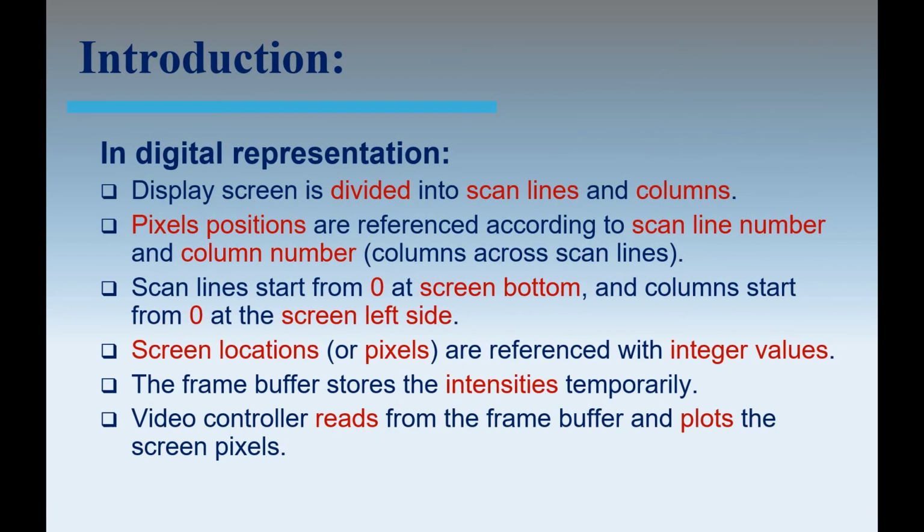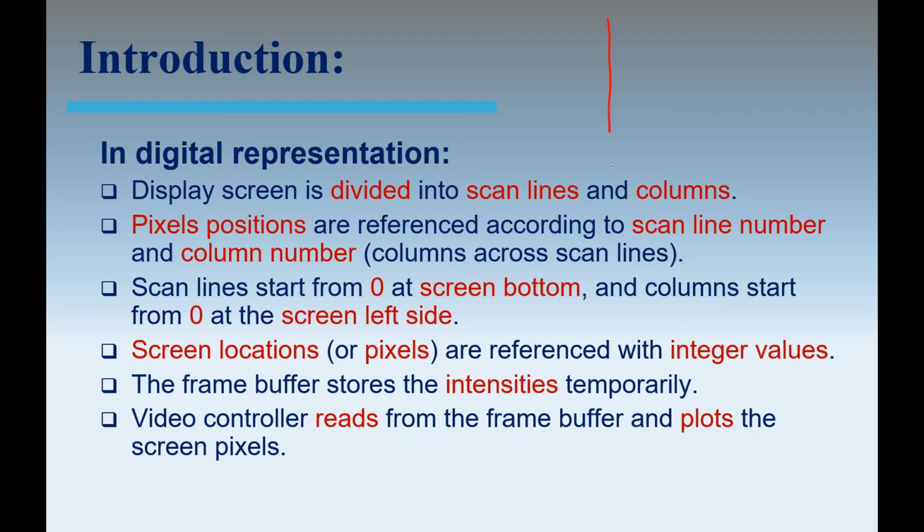In digital representation, the display screen is divided into scan lines and columns. Pixel positions are referenced according to scan line number and column number. Scan line starts from 0 at the screen bottom and columns start from 0 at the screen left side. Screen locations or pixels are referenced with integer values. The frame buffer stores the intensity temporarily. The video controller reads from the frame buffer and plots the screen pixels.